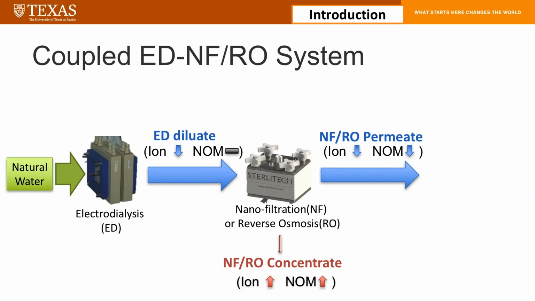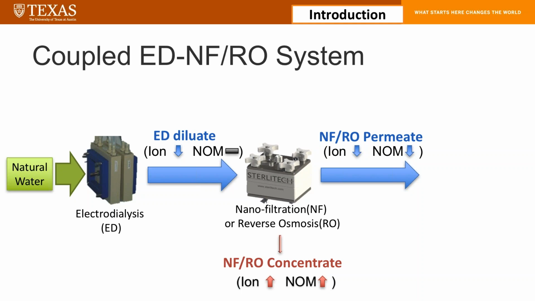then we can get a large amount of NF-RO permeate. Permeate means the product water from the NF-RO, and the permeate has really low ion concentration and also really low NOM concentration. And we can also get the NF-RO concentrate, a really small amount of concentrate, with high ion and NOM concentration.